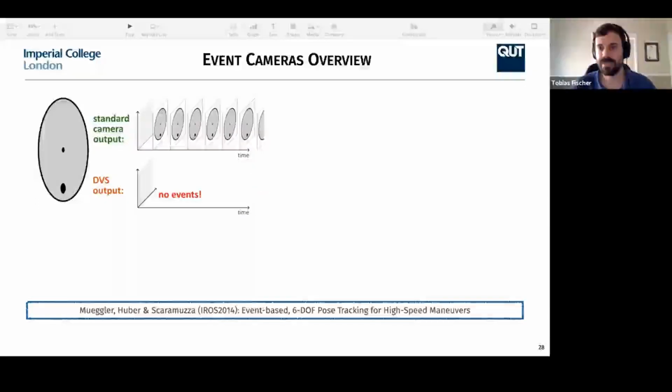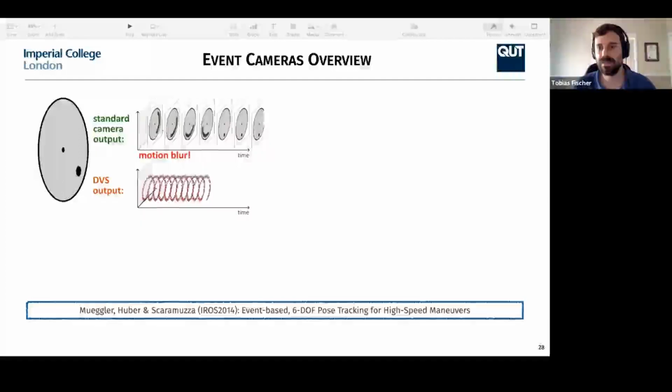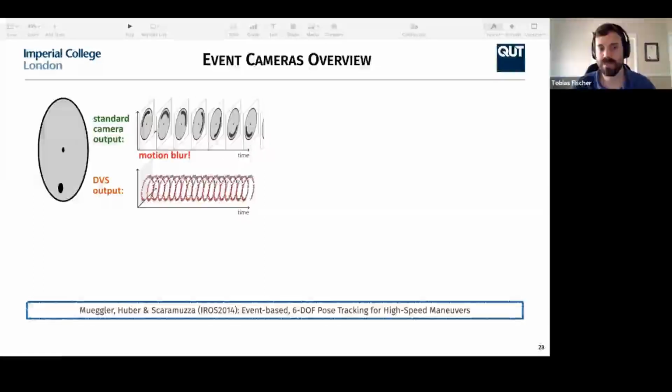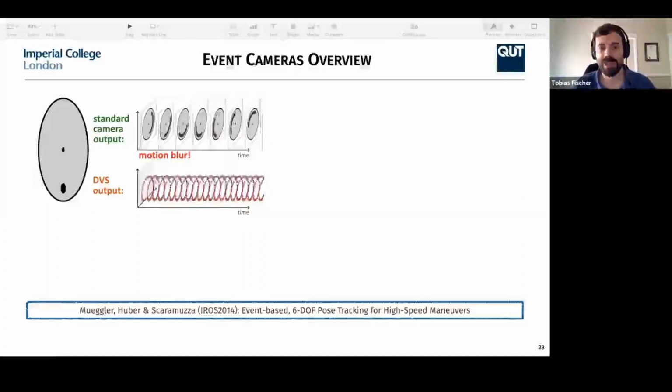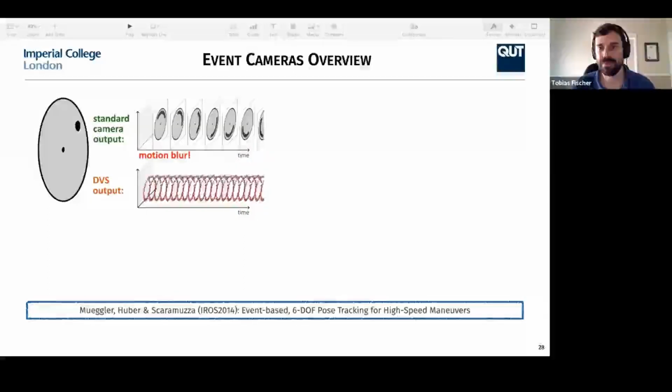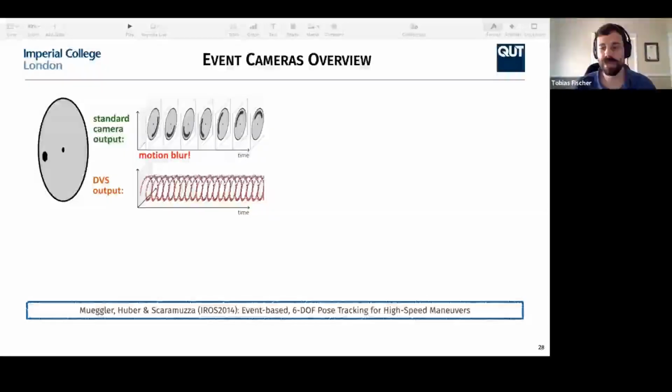So an event is the XY coordinate of a pixel, the time, and the brightness change, whether the pixel got brighter or darker. That's got a variety of advantages. For example, you don't observe the motion blur that you have typically in frame-based cameras.